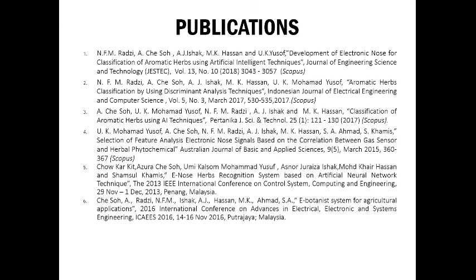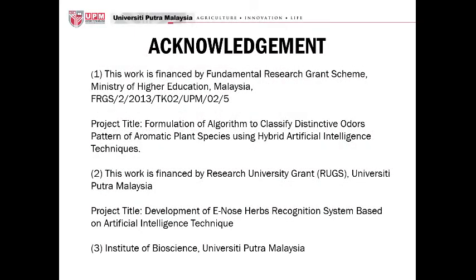Here are our publications. If you are interested to know more detail about this project, you can search for this journal paper and also the conference paper. This project is financed by FRGS, under the project title Formation of Algorithm to Classify Distinctive Spectrum of Herbal Plant Species under Hybrid Artificial Intelligence. Another grant is a research university grant. The samples, as I said before, we got from the Institute of Bioscience, Universiti Putra Malaysia.